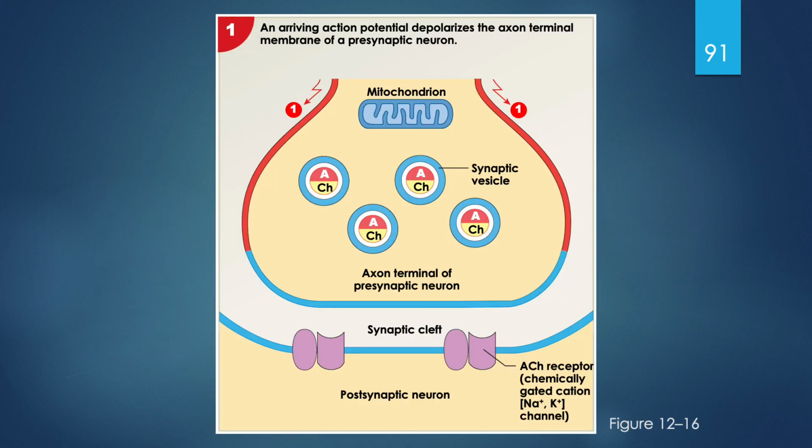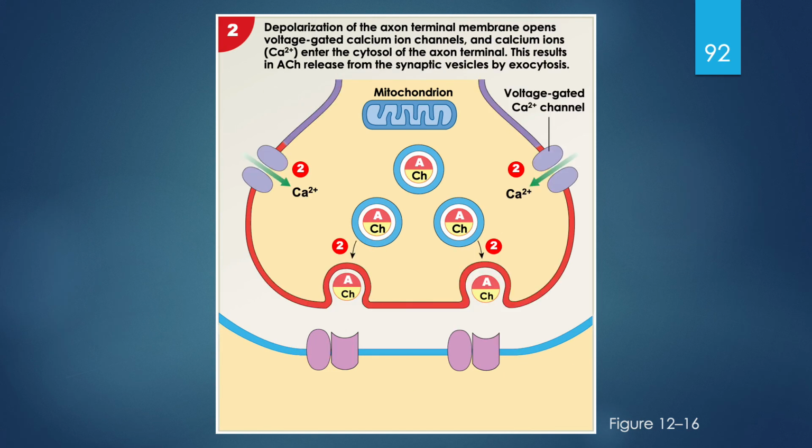Figure 12-16 in your text shows you 4 different images that show the process of a cholinergic synapse. In the very first image, an arriving action potential is going to depolarize the axon terminal. This is going to set the stage for a number of different activities. As the action potential arises, you'll see that the membrane changes color on the presynaptic cell. When this happens, you're going to see voltage-gated calcium ion channels open, and because of that, calcium ions are going to rush into the cytosol of the axon terminal.